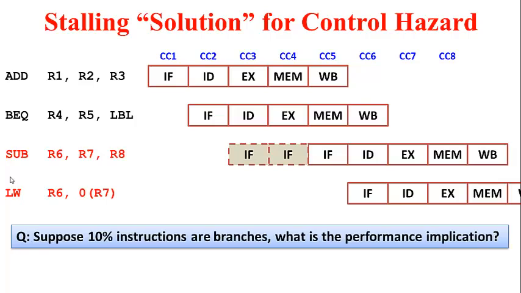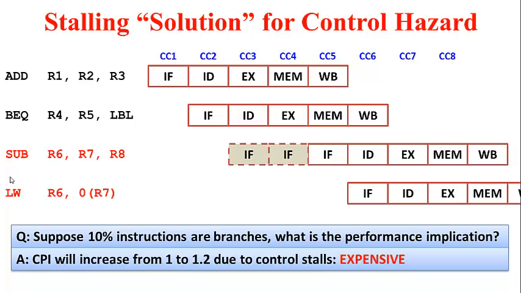So here is a question. Suppose 10% of the executed instructions are branches. What is the performance implication? For each branch instruction, 2 bubbles enter the pipeline. So the CPI is going to increase from the ideal value of 1 to 1.2 due to control hazards. So that is why this stalling solution is a solution only from the correctness perspective. It is not really a solution from an efficiency perspective, because an increase of CPI from 1 to 1.2 sounds quite expensive. Well, even in this simple example, I have run out of slide space for showing this load word instruction. So this much inefficiency is not acceptable in practice.